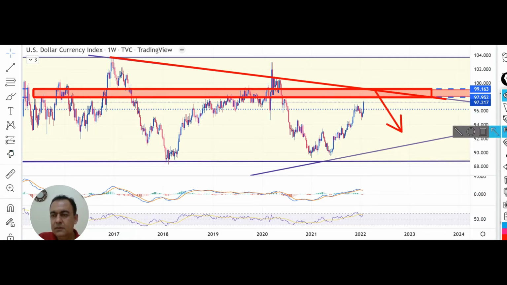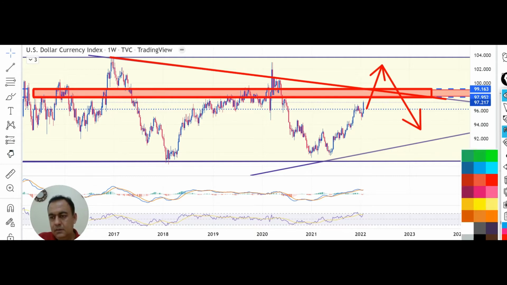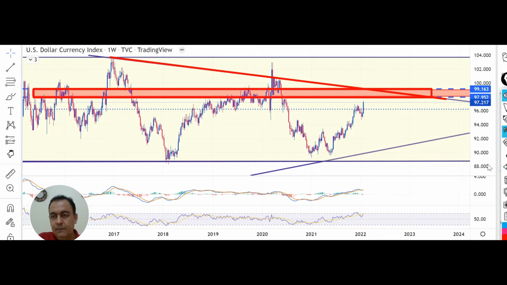Alternative scenarios: it may give a false break and then come back lower, so it may clean this high as well. A less probable scenario is that it may just break above the falling trend line and make a support, but this is going to be a very difficult scenario because it's been quite a bull run for DXY, and reaching these levels, 98 to 99, we are expecting a short break for the bull run.